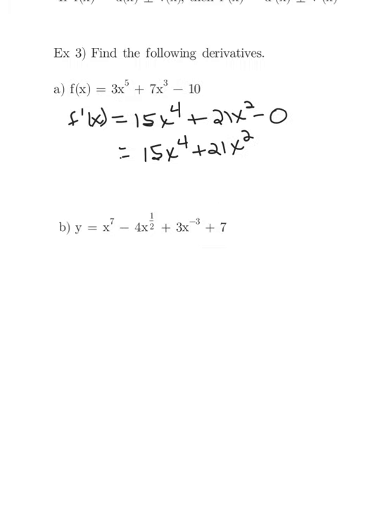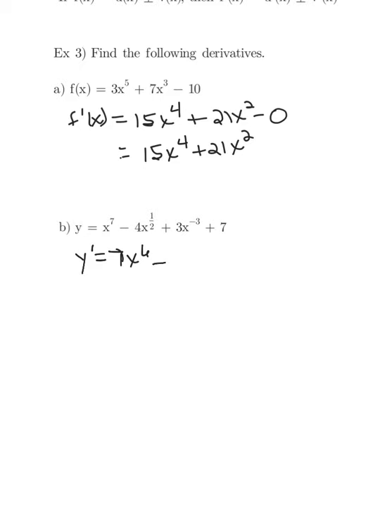On example B, we are given a function named y with the first term x to the 7th minus 4x to the 1/2 plus 3x to the negative 3 plus 7. Doing the derivative of each individual term, for the first term, we're going to drop the 7 and then go down by 1, so we'll have 7x to the 6th.